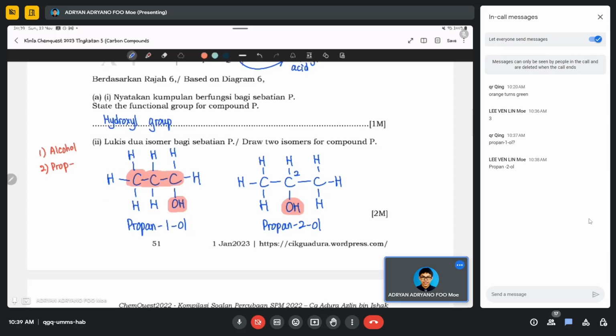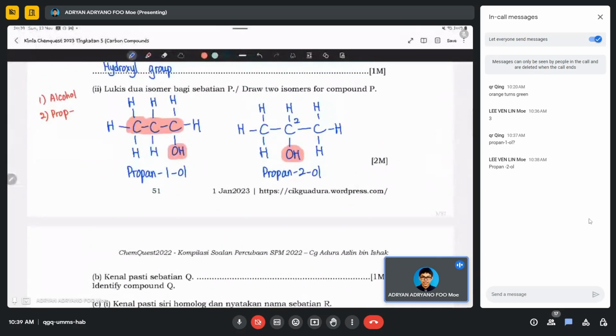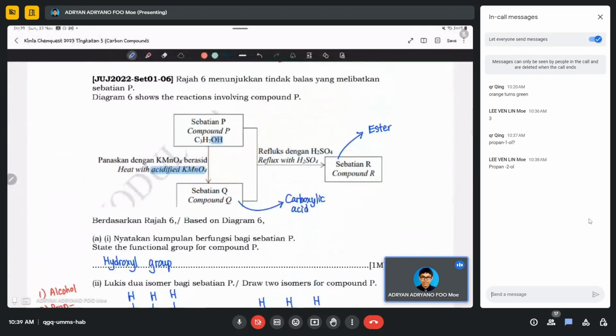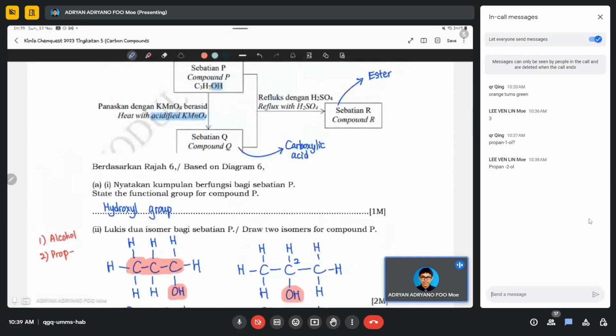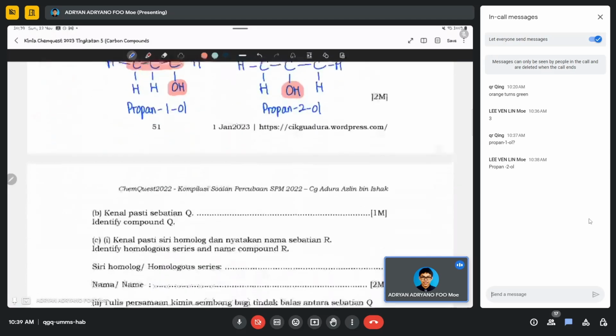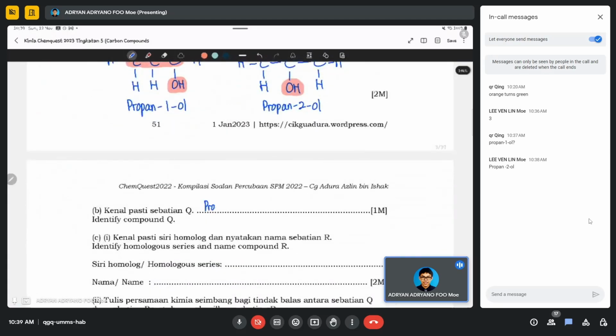Alright, next. Identify compound Q. What is compound Q? Carboxylic acid, right? We said the number of carbons will never change. Just now it was propanol, so the carboxylic acid becomes propanoic acid. We only change its name: propanol becomes propanoic acid. That's it. Propanoic acid.